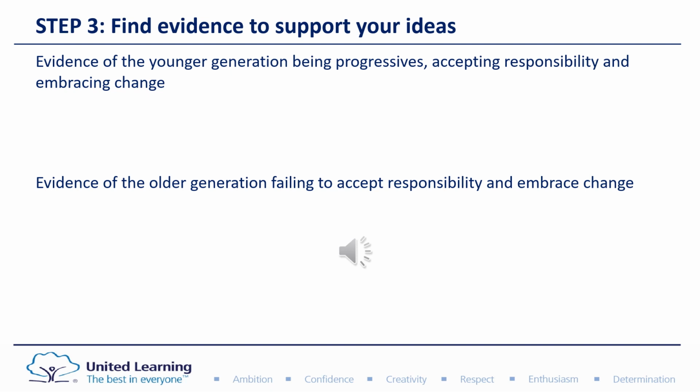As I said, any ideas that you explore in your thesis statement, you need to make sure that you can evidence those in the main body of the essay. So I now want you from memory to write down any quotations that you think you could use to support the following ideas. So evidence of the younger generation being progressives, accepting responsibility and embracing change, and then evidence of the older generation failing to accept responsibility and embrace change.